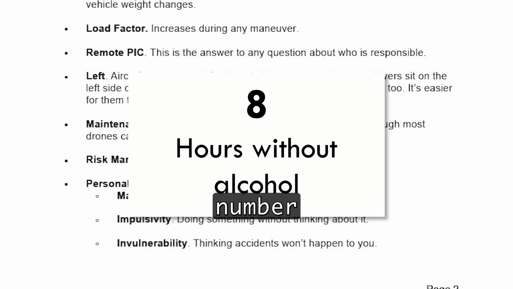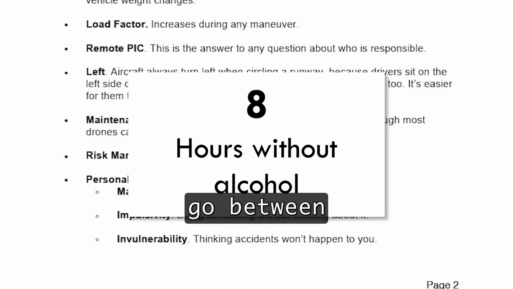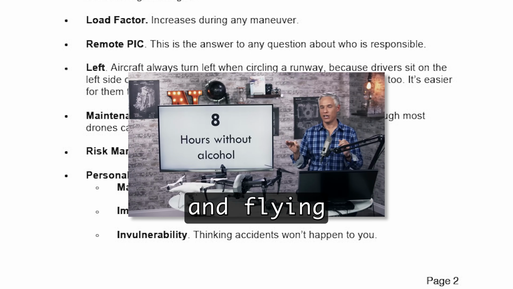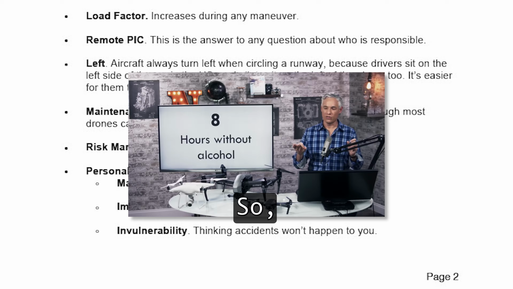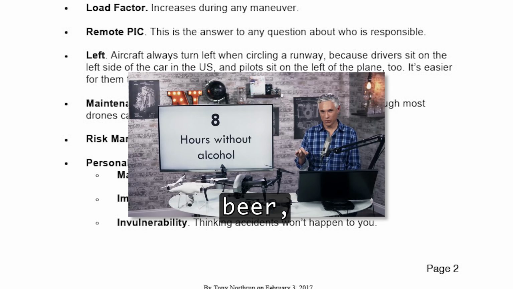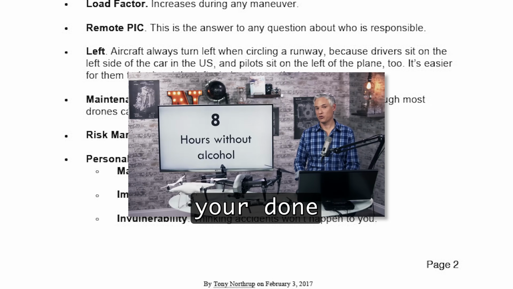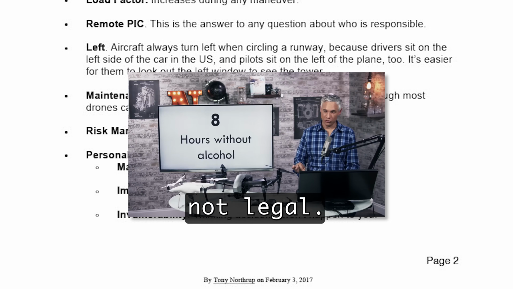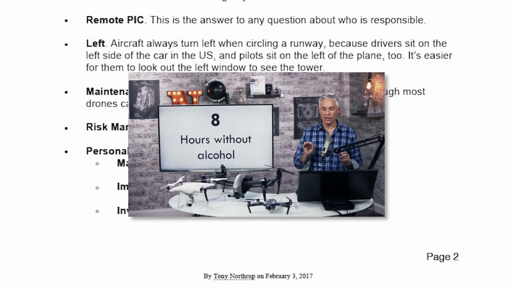8 is the number of hours that you have to go between having a drink and flying your drone. So if you go out to a lunch picnic and you have a beer, and then a couple hours later you want to show off your drone to your buddies, that's not legal. You have to wait 8 full hours.